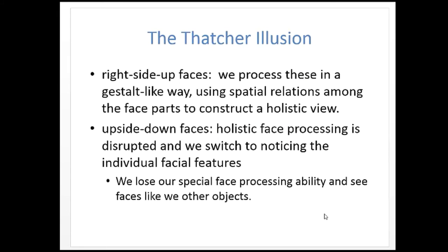When we look at right side up faces, we process these in a Gestalt-like holistic way. We use the spatial relations among the face parts to construct a holistic view of an individual's face. When we look at upside down faces, holistic face processing is disrupted. We can't do it anymore. And so we switch to noticing the individual facial features instead of their spatial relations to each other. In other words, we lose our special face processing ability and start seeing faces like other objects when they are upside down.